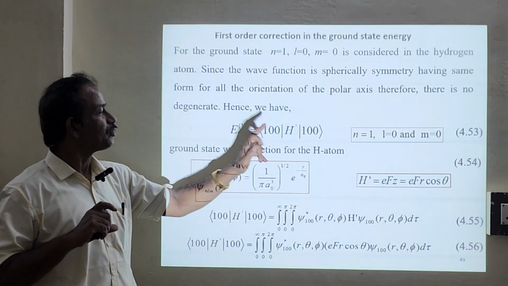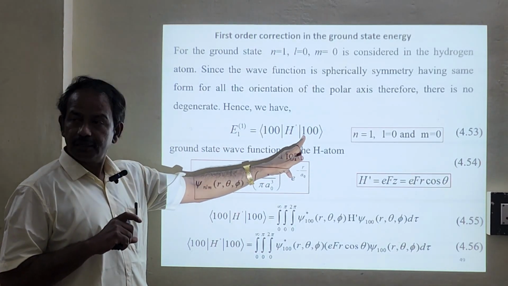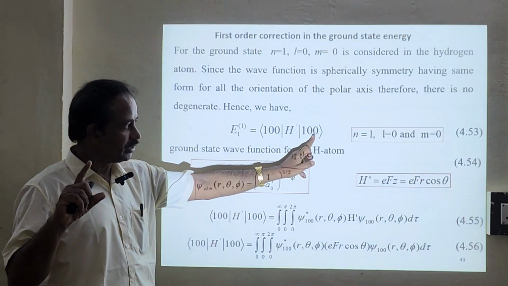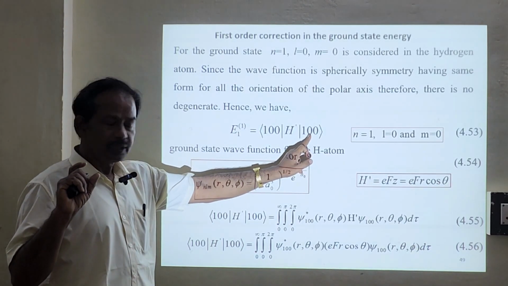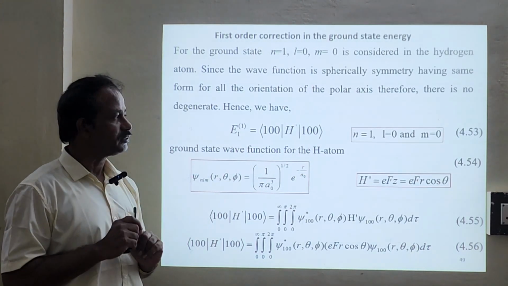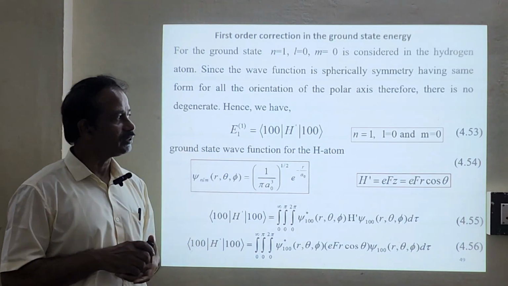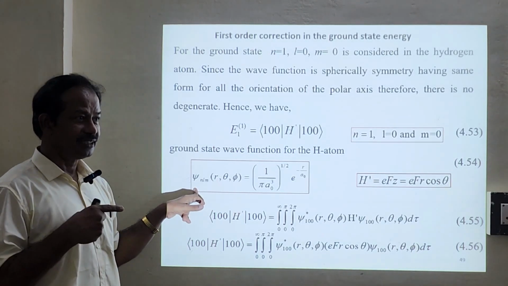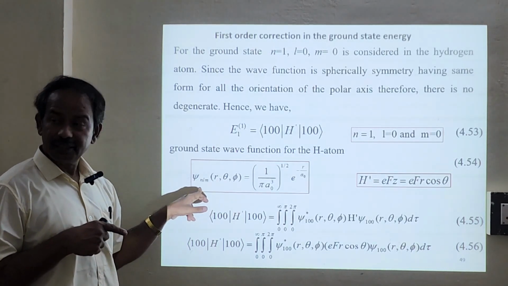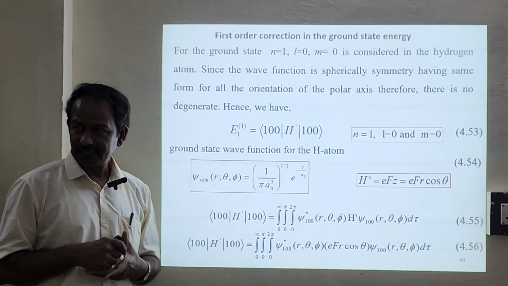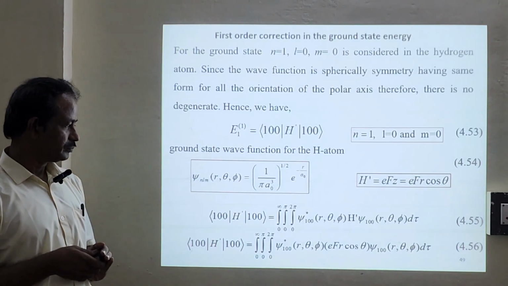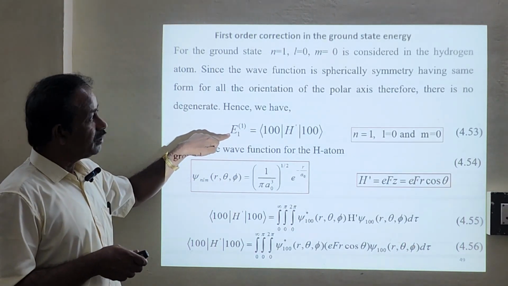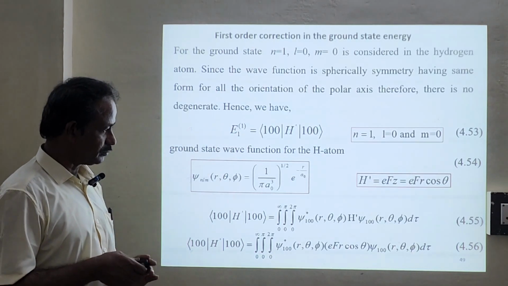So H' sandwiched between your n, l, m. Here n stands for 1, l stands for 0, and m is 0. So we get <100|H'|100>, for n equals 1, l equals 0, m equals 0. We know the wave function, which we studied earlier in the hydrogen atom itself. The wave function is given by the radial part, by this equation. Correct? We have already studied this. Now we will calculate E_1^(1).